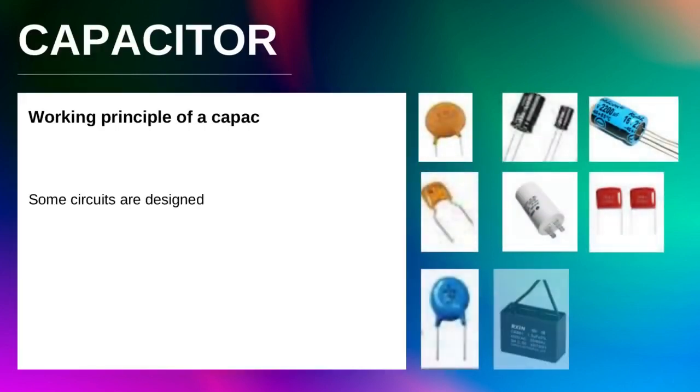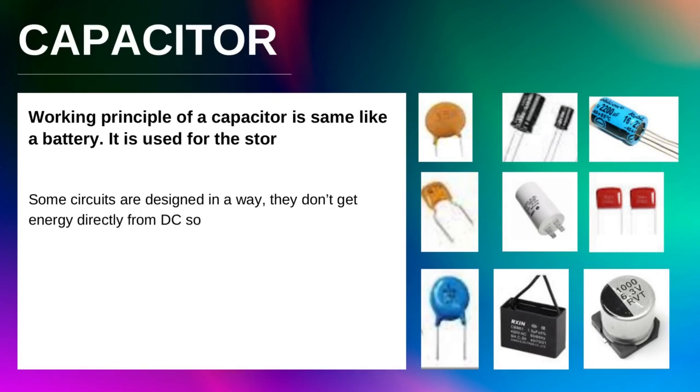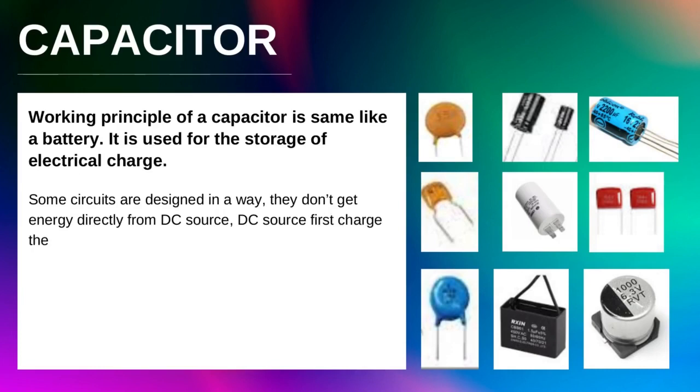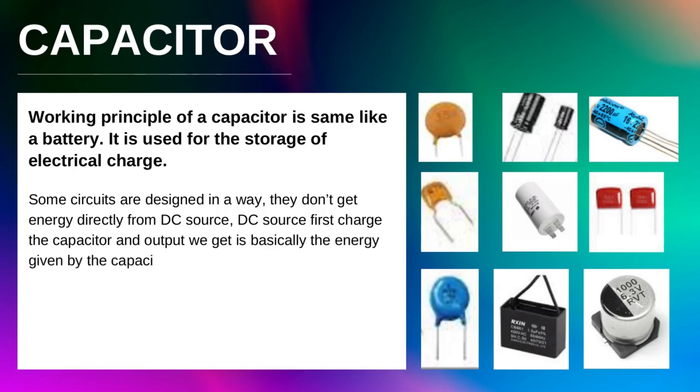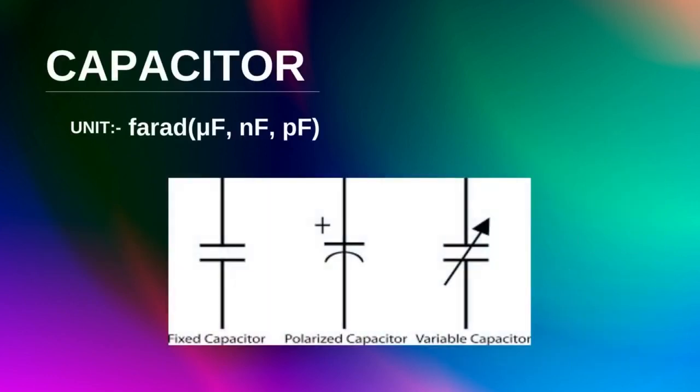Capacitor. Friends, capacitor is the second most commonly used component in circuit designing. The working principle of a capacitor is the same as a battery. It is used for storage of electrical charge. Some circuits are designed in a way that they don't get energy directly from a DC source. The DC source first charges the capacitor and the output we get is basically the energy given by the capacitor. Capacitors come in a number of forms, but the most commonly used are ceramic disc and electrolytic. The capacitance of a capacitor is measured in microfarads.